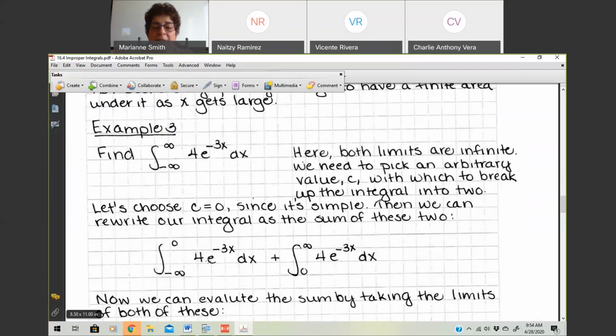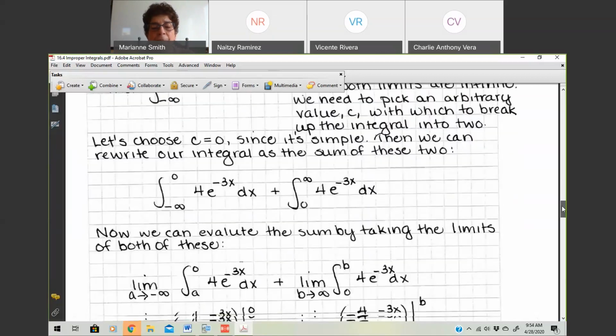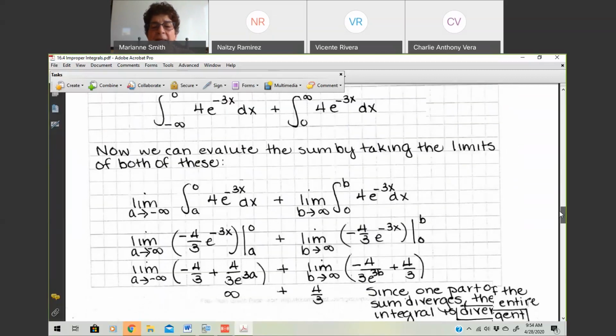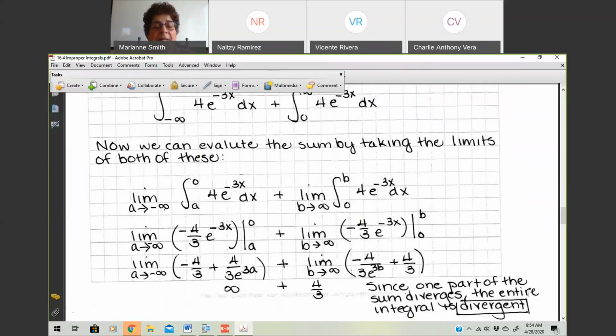And then I'm just going to evaluate the sum by taking the limit as a approaches negative infinity of the first integral and the limit as b approaches positive infinity of the second integral. So here's the rewriting. So here's the limit as a approaches negative infinity of this first one, and b approaches positive infinity of the second one.